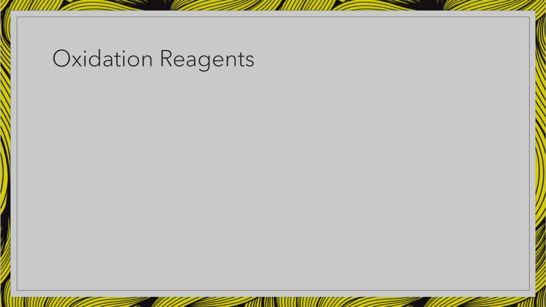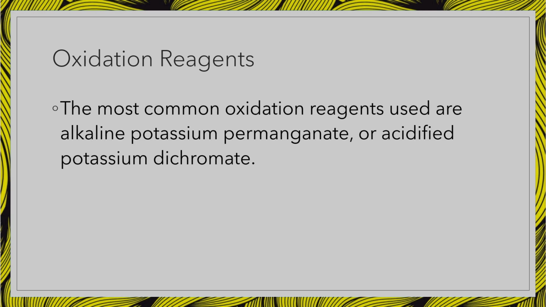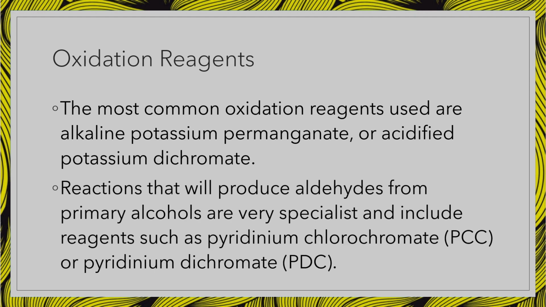Now, oxidation reagents. So these are the things you have to remember. The most common oxidation reagents used are alkaline potassium permanganate or acidified potassium dichromate. So KMnO4 or K2Cr2O7. Reactions that produce aldehydes from primary alcohols are very specialist and include PCC and PDC. Now we don't come across them that often, but they do exist and you have to remember them.